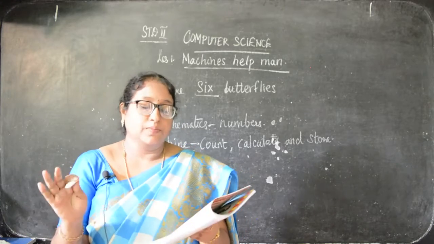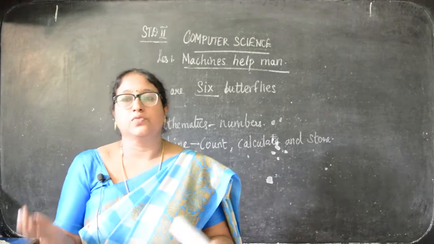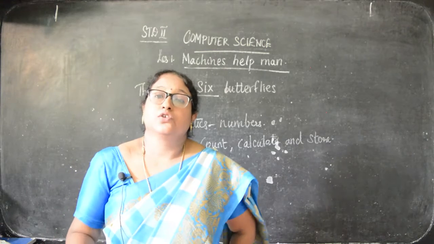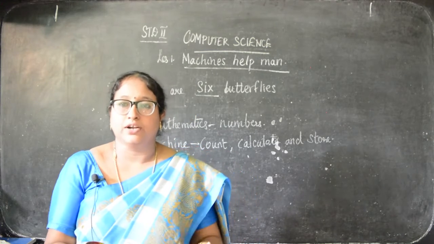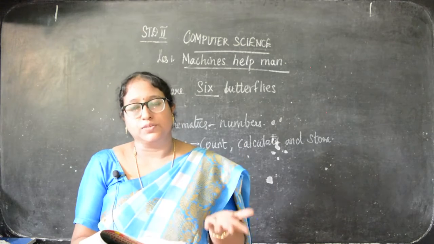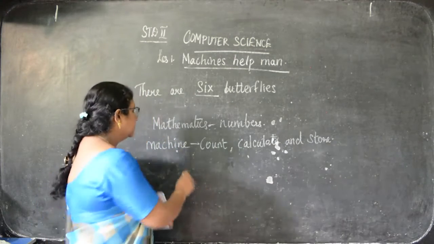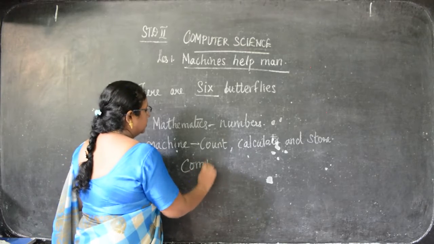So man started making machines now. Thus a computer was born. When he started making a machine to count, calculate and store numbers, man made a computer. Thus a computer was born. That is when the computer started to come. Understand? That was the computer.